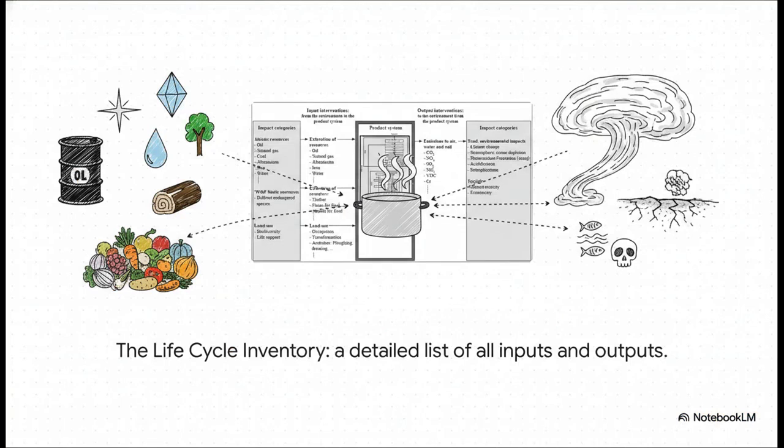And this image here, it really shows you what we're talking about. Over on the left, you've got all your inputs. We're talking oil, water, minerals, you name it. And on the right, all the outputs: emissions into the air, waste into the water, and so on. It is, and I'm not exaggerating, basically the longest, most complicated shopping list you can possibly imagine. And just like a giant pile of raw ingredients, it's not really useful until we start to cook with it.